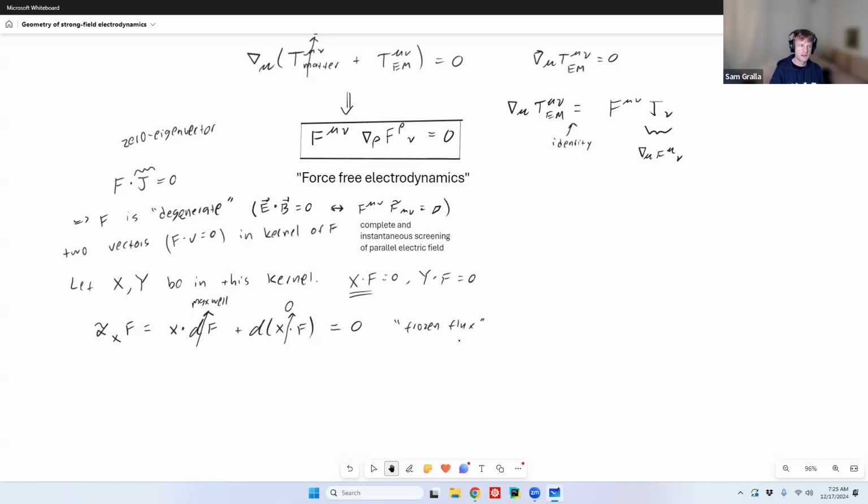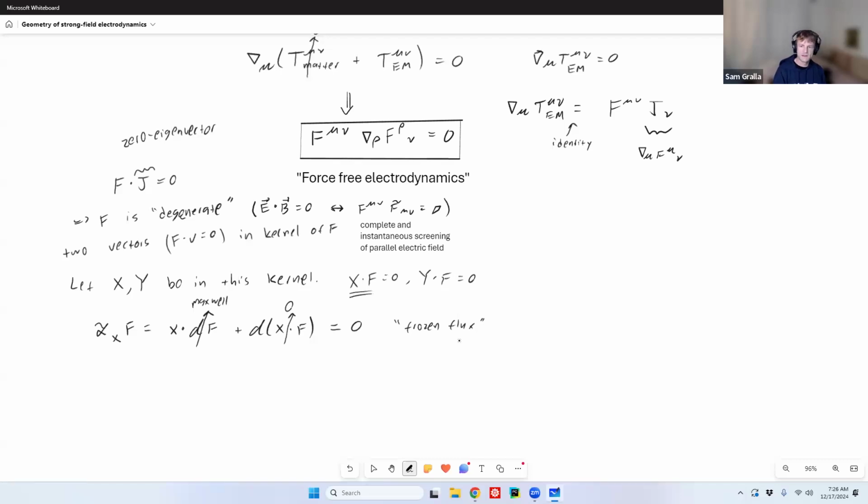This is a very efficient derivation of what, in 3+1 language with electric and magnetic fields, takes a few pages to write out: Alfvén's theorem. This is Alfvén's theorem of frozen flux. So anyway, that's one property of the kernel to get at its nature. And let me show you one more.